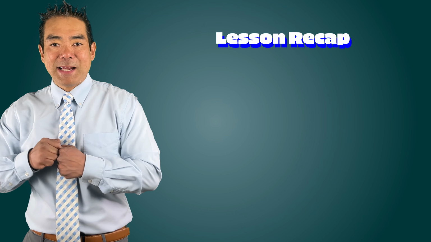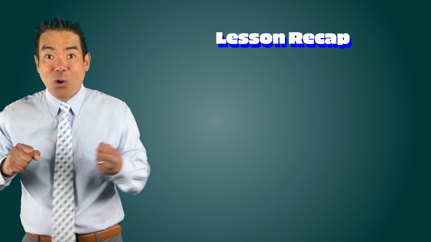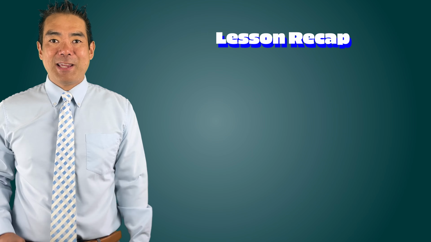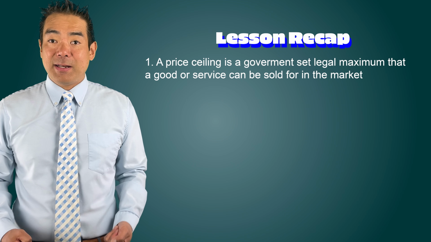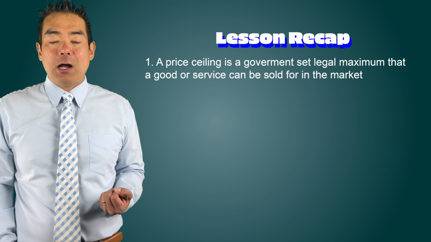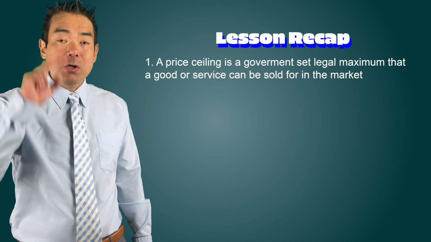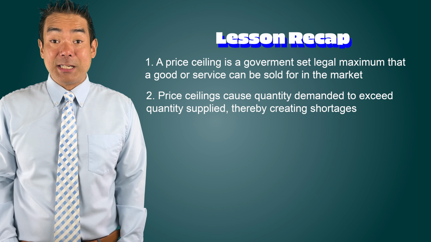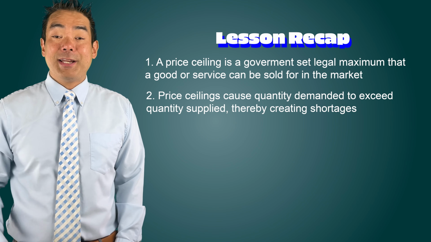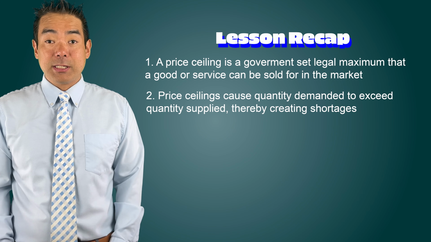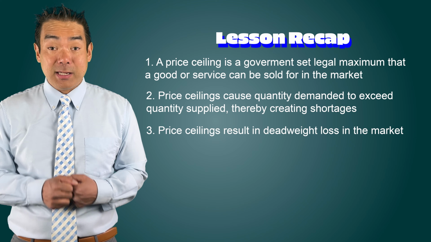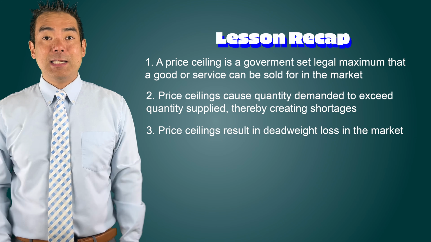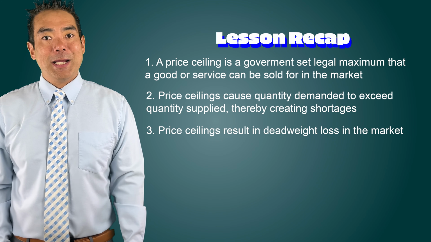Okay, so this has been price ceilings, and the price ceiling example that we used was rent control. Let's do a quick recap. 1. Price ceilings are a legal maximum price set by the government that suppliers are allowed to sell their product for. 2. Price ceilings cause there to be shortages. As quantity demanded rises, quantity supplied falls, and shortages are created. 3. Price ceilings cause there to be deadweight loss in the market. Social surplus will surely decrease once we've implemented a price ceiling.